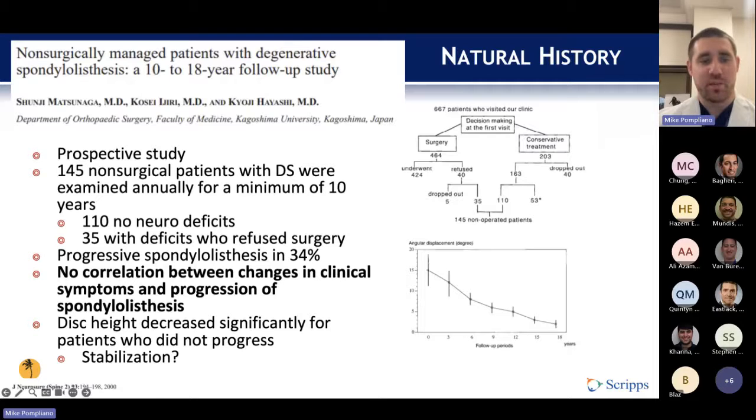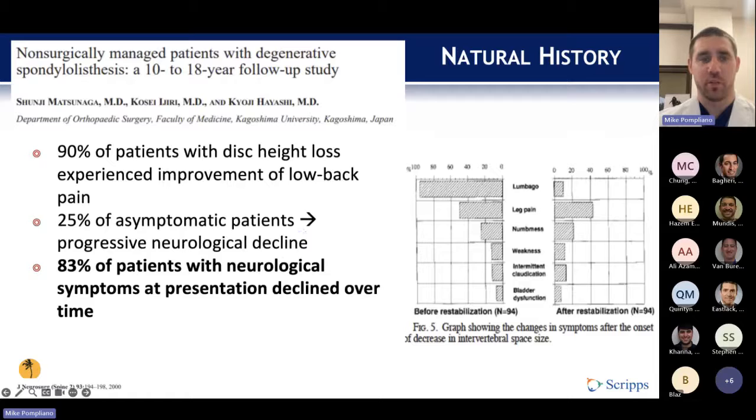Disc height decreased significantly for patients who did not progress, which may indicate some degree of stability. 90% of patients with disc height loss experienced improvement of low back pain, which again may lead to further evidence of stability eventually occurring through the sclerosis and decreased disc height.